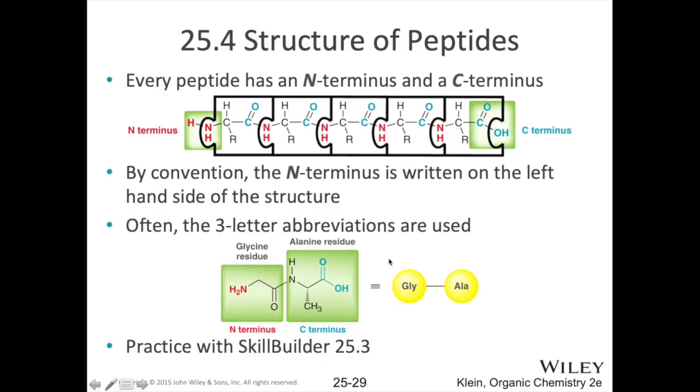Okay, as I pointed out with the example of glycyl alanine, we can use three-letter abbreviations for our individual amino acids. So glycine's abbreviation is GLY, alanine's is ALA, and so we could just write that like that.